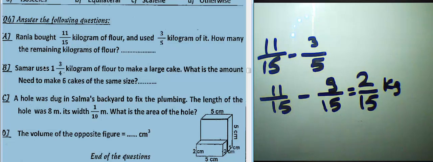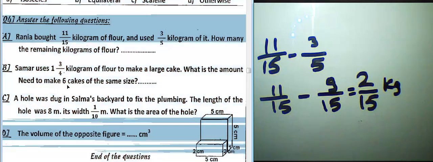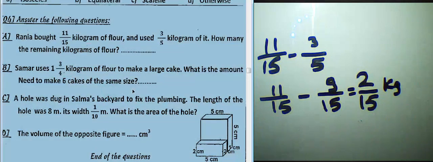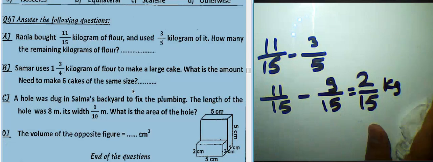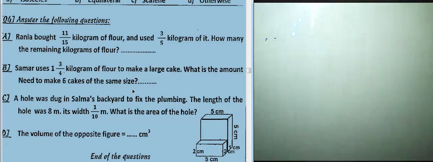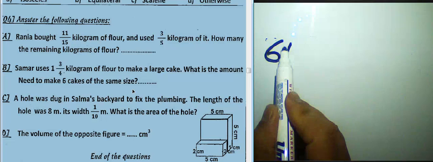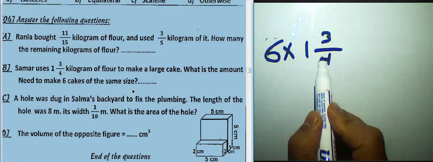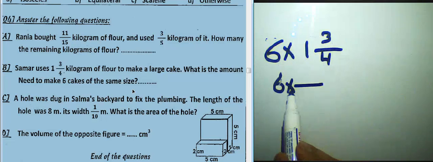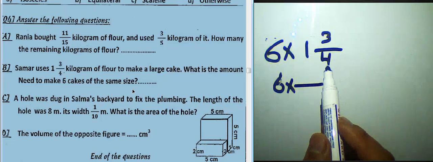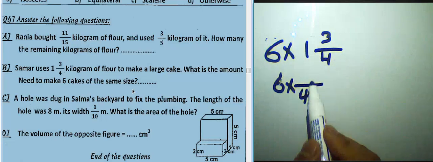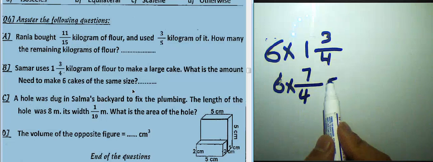Which letter? B. Summer uses 1 and 3 over 4 kilograms of flour to make a large cake. What is the amount you need to make 6 cakes of the same size? To find the result, multiply 6 by 1 and 3 over 4. Write 6 here and convert this number from mixed number to improper. Write 4 in the denominator. 1 times 4 equals 4 plus 3 equals 7.